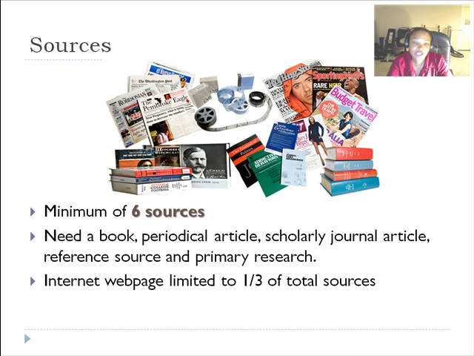So you have to have at least 6, and you need to have a variety of sources from the Odyssey assignments that we did. If you remember, those assignments were the book assignment, periodical article, scholarly journal article, the reference sources, and the primary research assignment. So your paper is required to have at least one book, one periodical article, one scholarly journal article, one reference source, and a little bit of primary research in there. If any of the sources that you located during this whole research process are not applicable at this point, then you need to go out and find a source to replace those ones that didn't work for you.